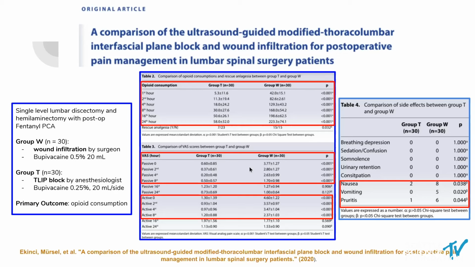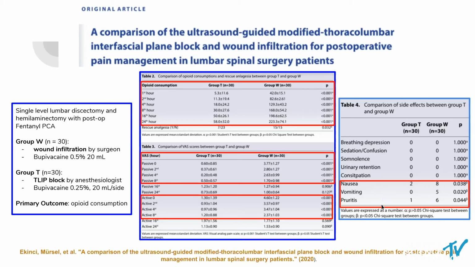Okay. If we look at pain scores, the Tlip group at rest had significantly lower pain scores in the first 8 hours, and then with movement also significantly lower pain scores here in the first 8 hours. And then in terms of opiate-related side effects, the group that received Tlip blocks had a significantly lower incidence of nausea, vomiting, and pruritus.